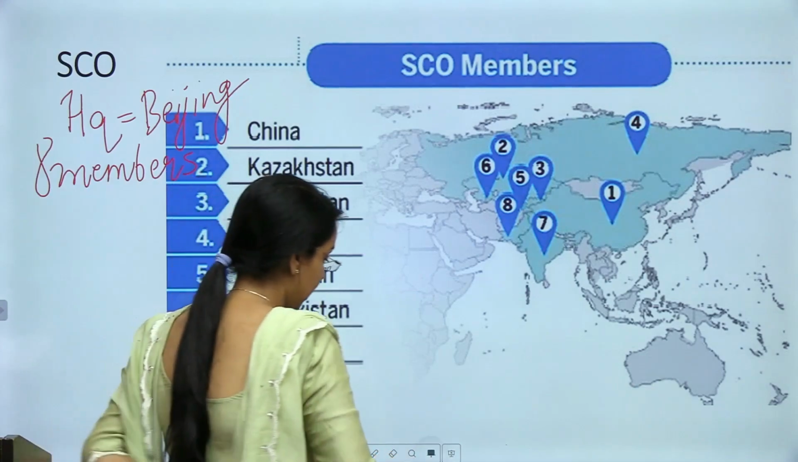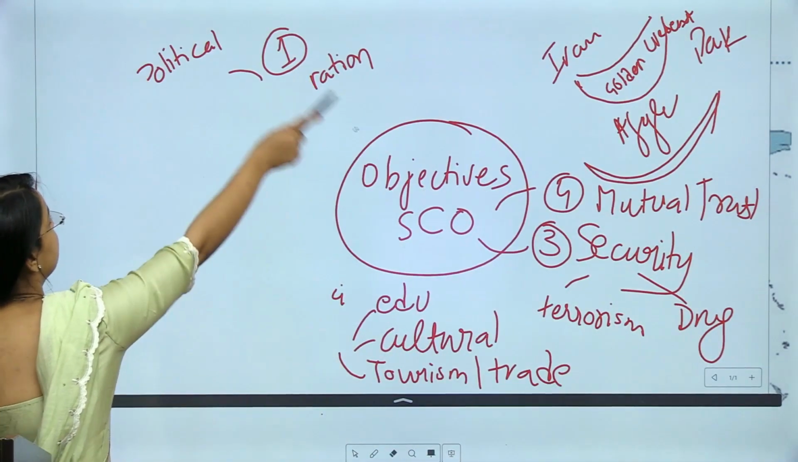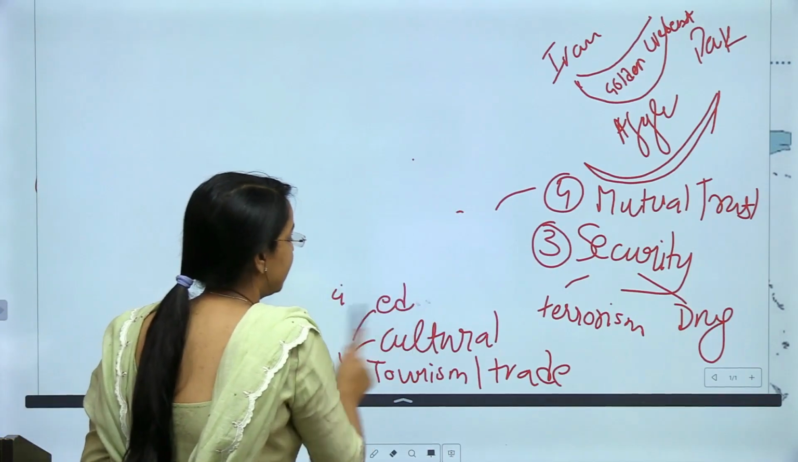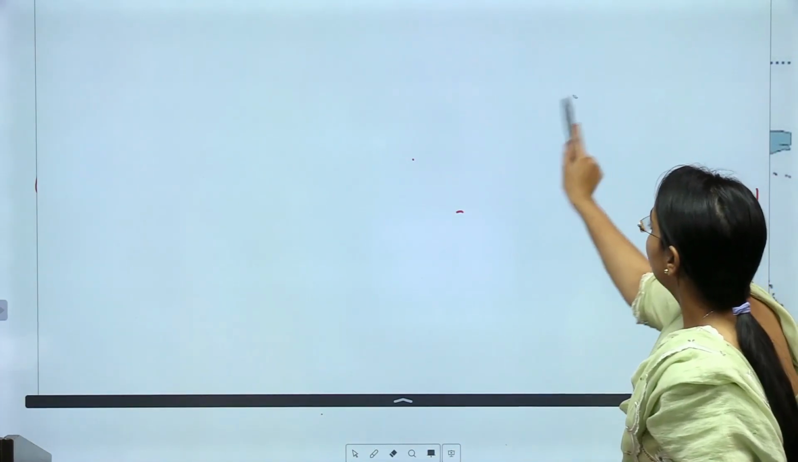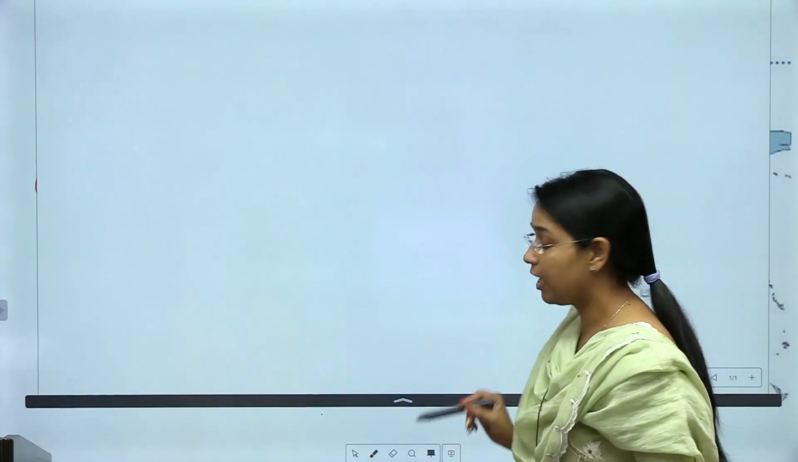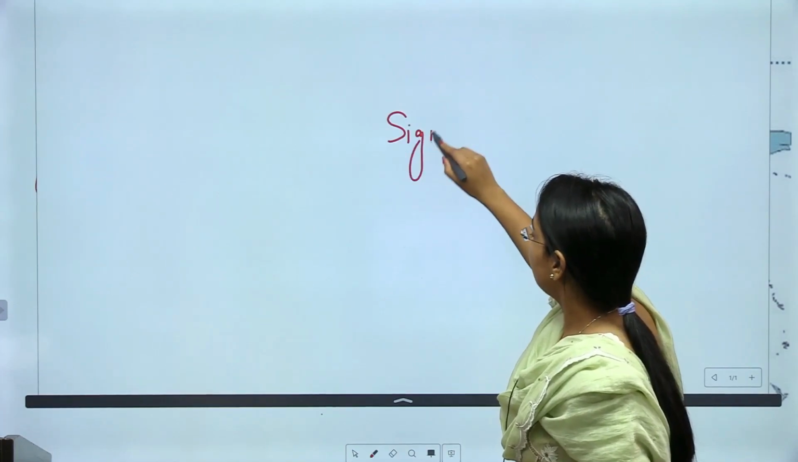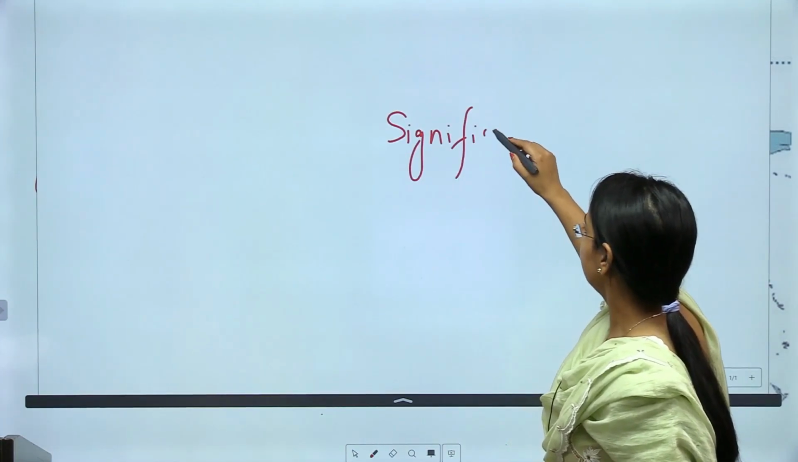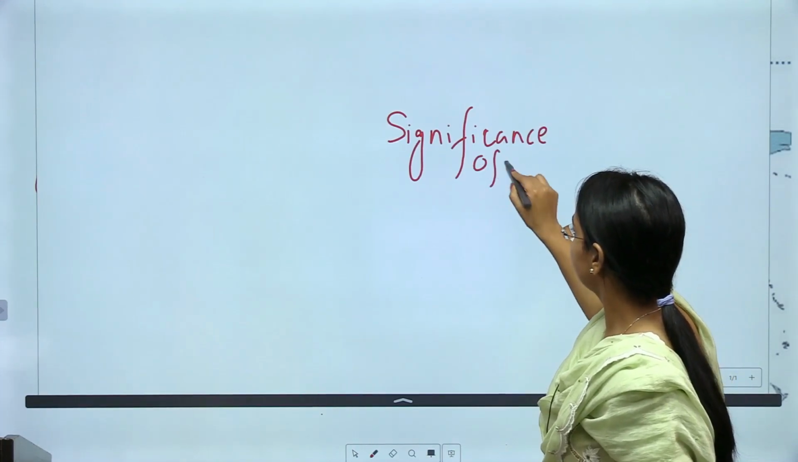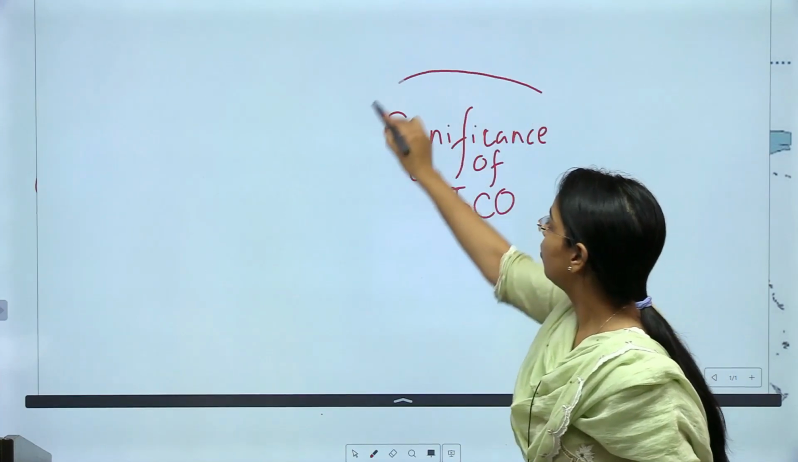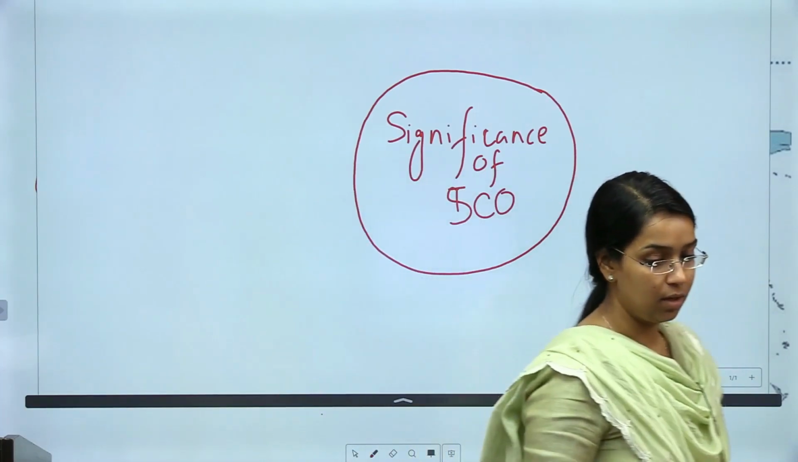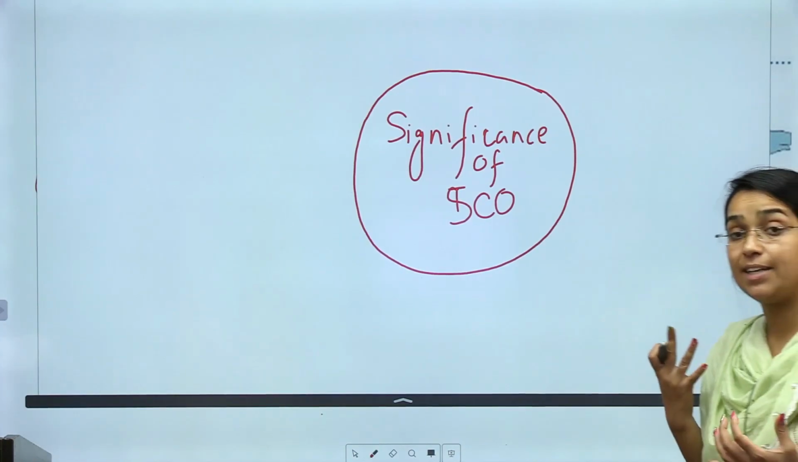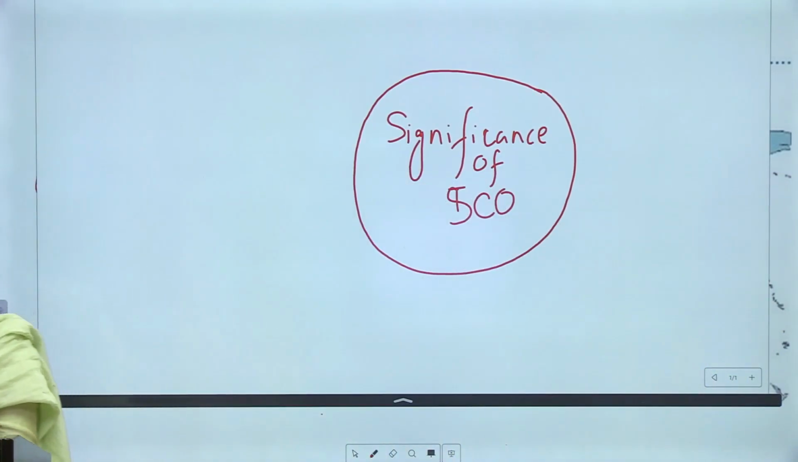So now the important part for us to discuss from the examination perspective especially is, what is the significance of SCO for India? Why is SCO relevant for India? Why has India decided to be part of SCO and continuously engage with SCO in an enthusiastic manner? What do you think is the significance of SCO for India? If you can think a little bit about the grouping, its objectives and its members, what do you think will be the significance of this grouping for India?